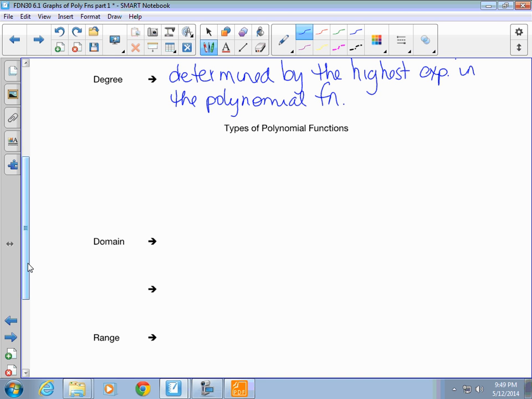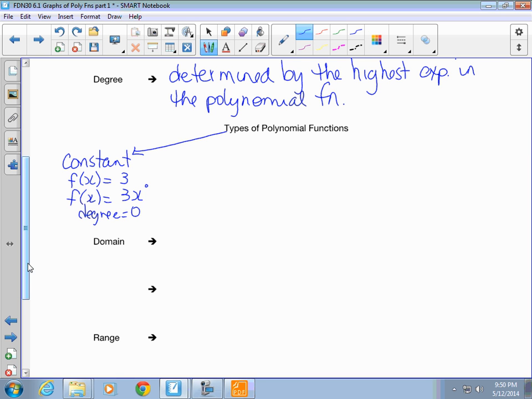So types of polynomial functions. We have a constant function. That's when you have, say, f(x) is equal to 3, or f(x) is equal to 3 times x to the power of 0 if you wanted to think of it that way. So our degree for this is 0. This would just be a straight line. It'd be graphing y is equal to 3, so it'd be a horizontal line going through 3.